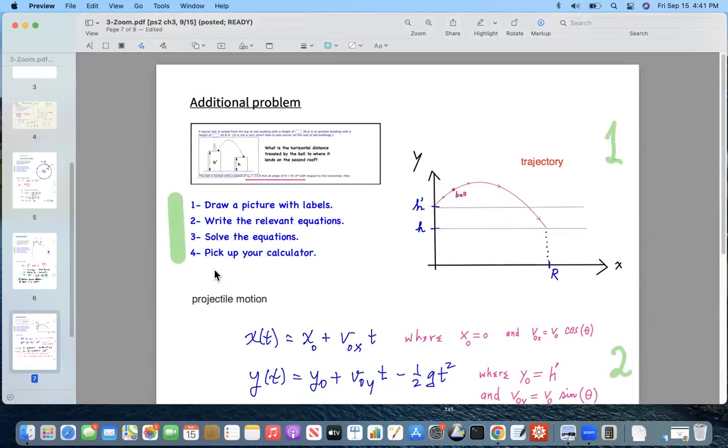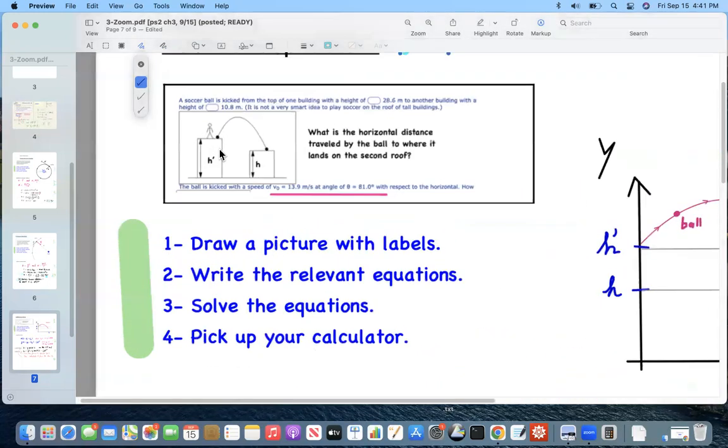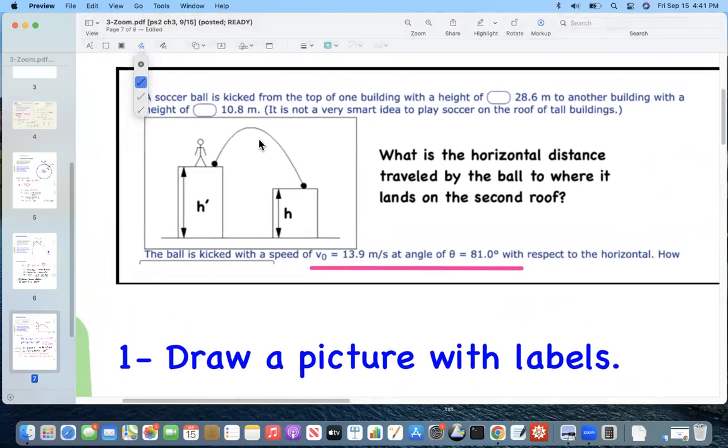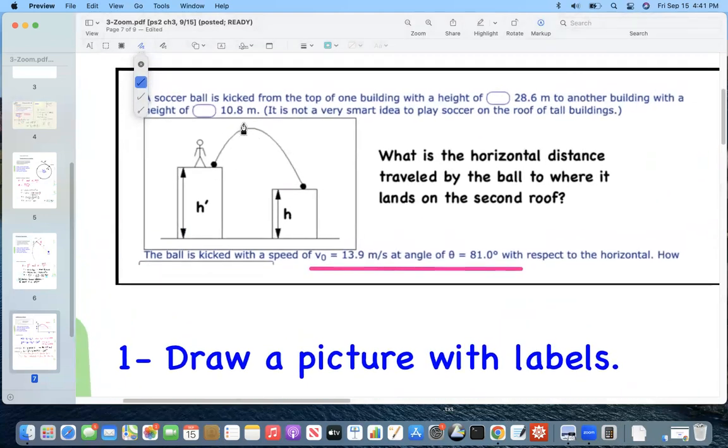All right, now the final question. The final question was called additional problem. I don't think it's in the book. It shows here somebody kicks a soccer ball from the top of one building. It's a projectile. So it travels along a parabolic path and it lands on the top of another building.